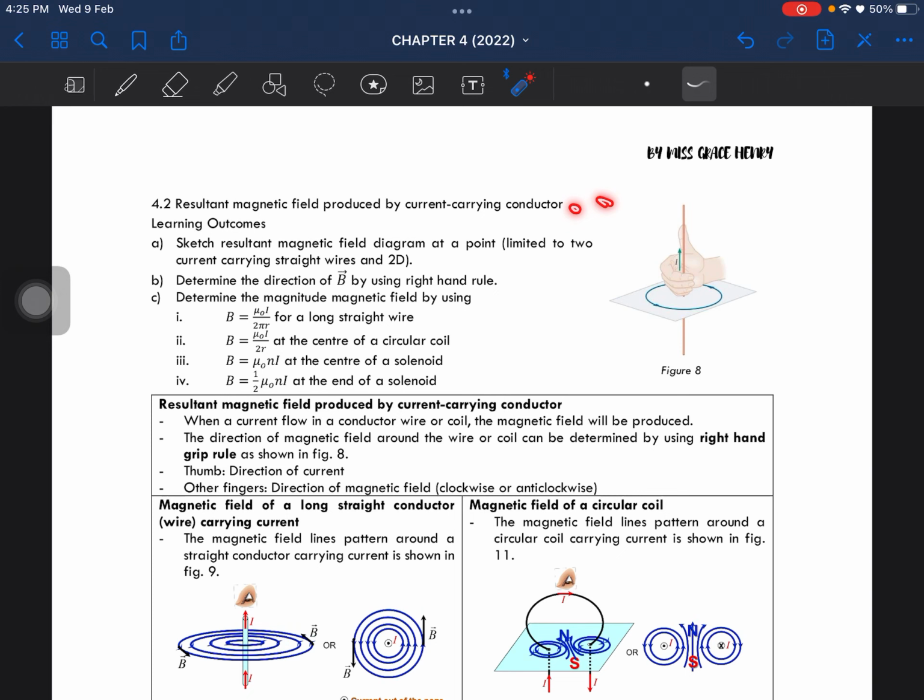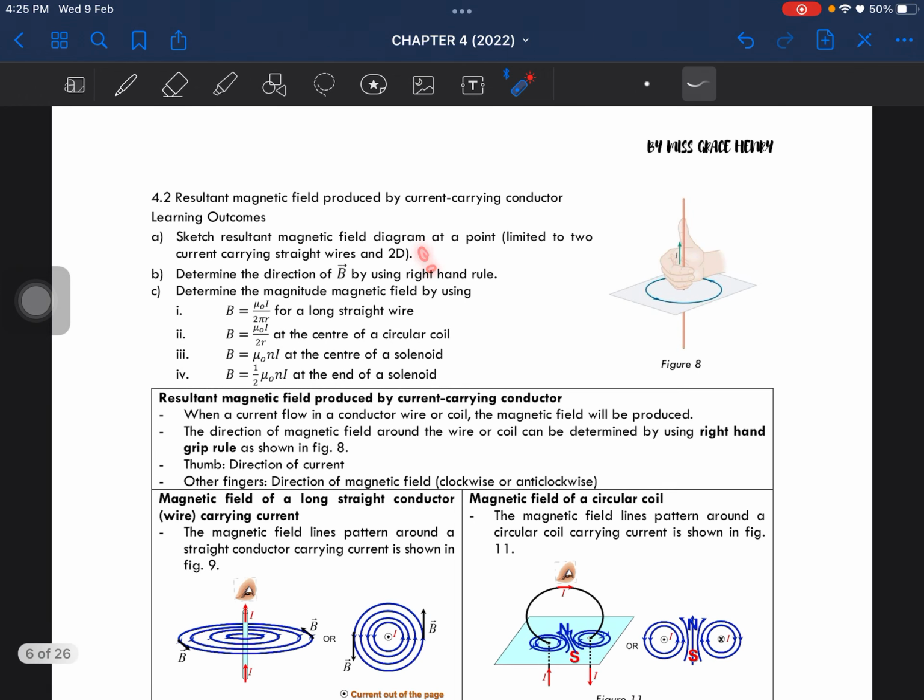Second subtopic, resultant magnetic field produced by current carrying conductor. In this subtopic, you should be able to sketch the resultant magnetic field diagram at a point. It is limited to two current carrying straight wires and only two-dimensional. Then you have to be able to determine the direction of the magnetic flux by using the right hand rule.